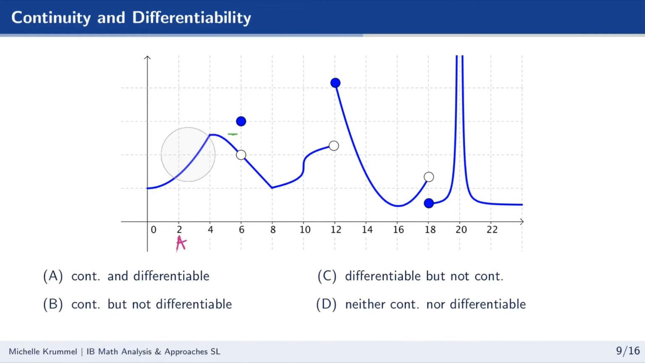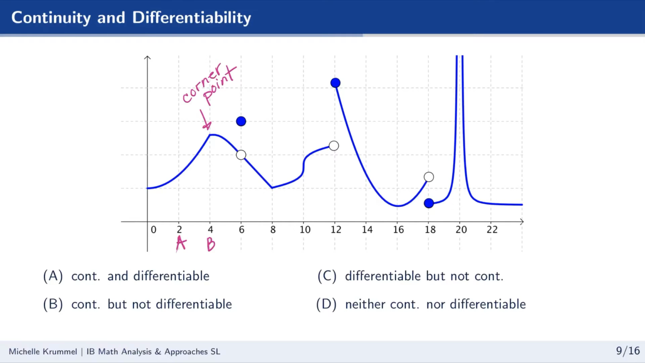And so when that happens, we call that a corner point. Okay, this is an example of a corner point. It's not as obvious as the absolute value graph's vertex, but this is still a corner point, so not differentiable. It's continuous, but not differentiable.